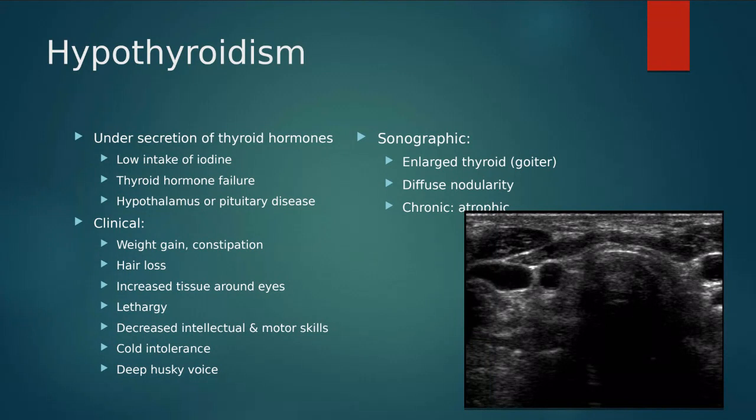Like the patient's had this for so long and it just keeps getting worse and worse before they get a diagnosis. Because of that long period of time of this undersecretion of these hormones, the thyroid is going to start to become atrophic and it's going to atrophy, which means it gets smaller and smaller until ultimately we don't even really see any thyroid tissue left.